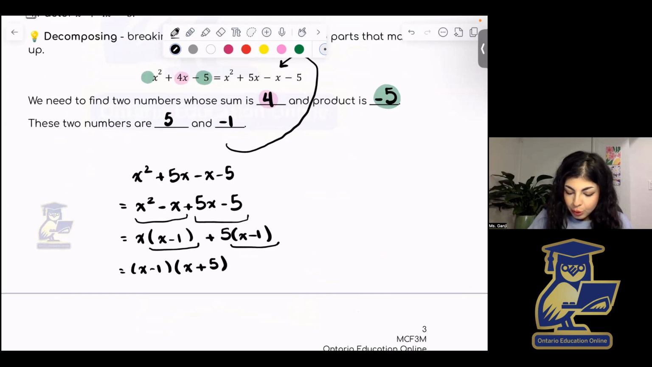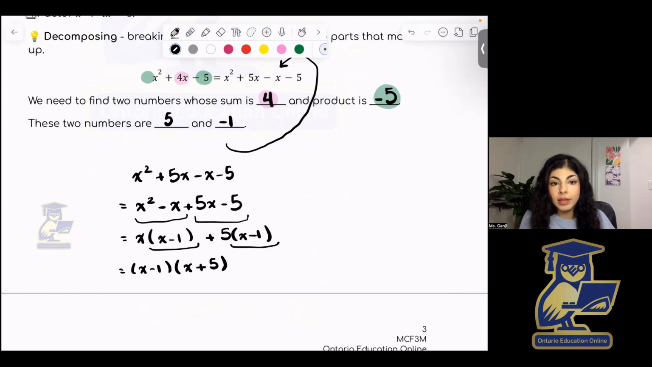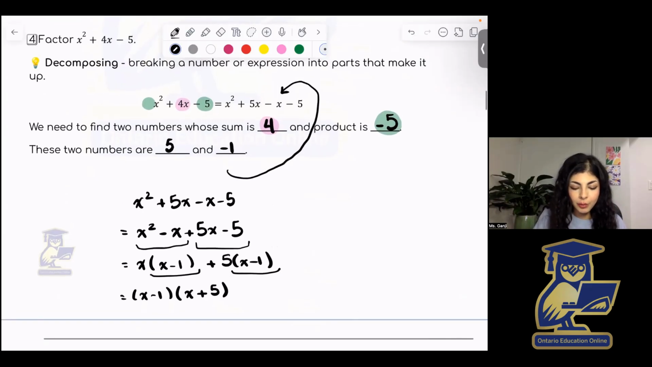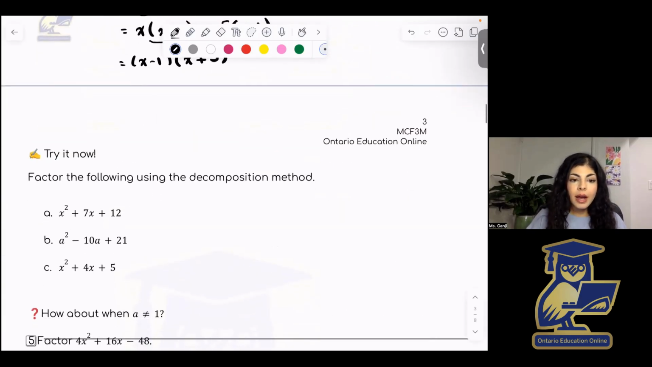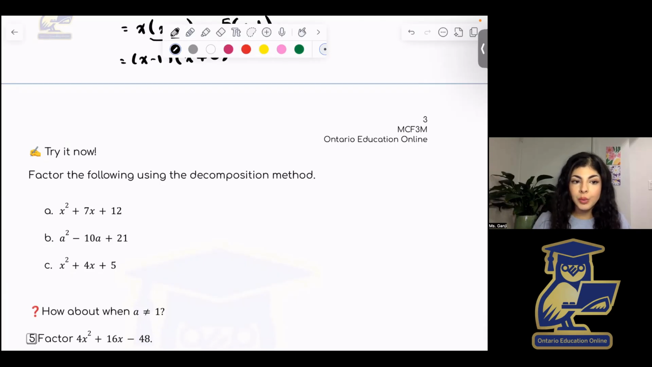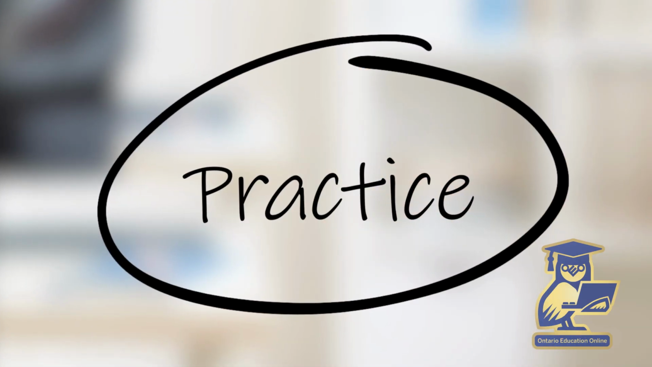And if we are visualizing those tiles again, these would be x minus 1 and x plus 5 as my width and length. And my area here is x squared plus 4x minus 5, which is the expression that I started with. So now you can take a moment to try these three, and I'll be right back and I'll give you the answer so you can check.